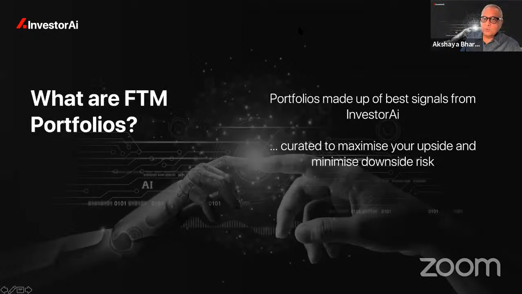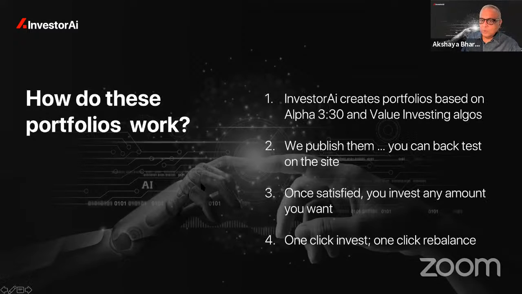These are portfolios created out of the best signals from InvestorAi. We take the best signals from InvestorAi and we package them into very small, very efficient portfolios. These are curated to maximize your upside and minimize your downside risk. How do they work? InvestorAi creates portfolios based on Alpha 330 and value investing algos. Those are the only two algos we use.